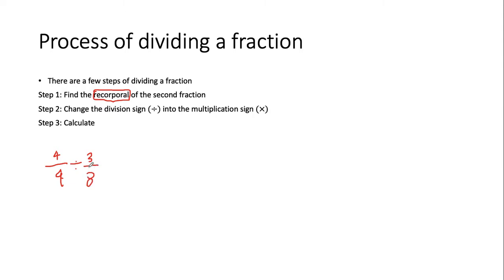How do you do that? You find the reciprocal of the second fraction, which is 8 over 3, and then you change the division sign into a multiplication sign. So let me write it. Find the reciprocal of the second fraction, which is 8 over 3. But instead of divide, you change this into times, and then calculate. 4 times 8 equals 32. 32 over 27. Okay, let me erase this.